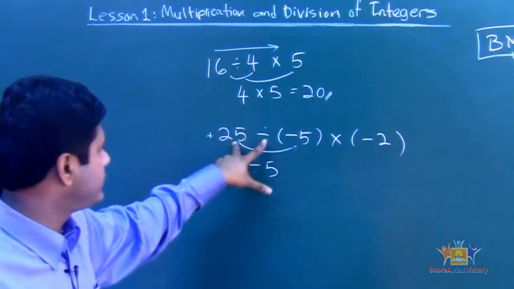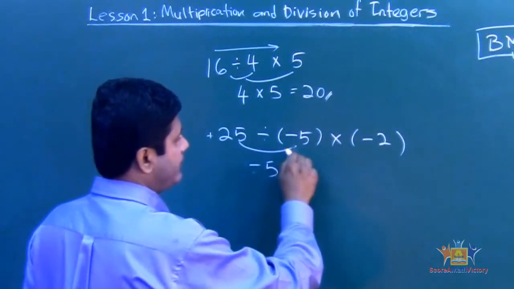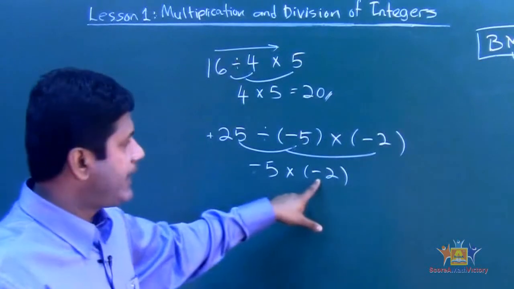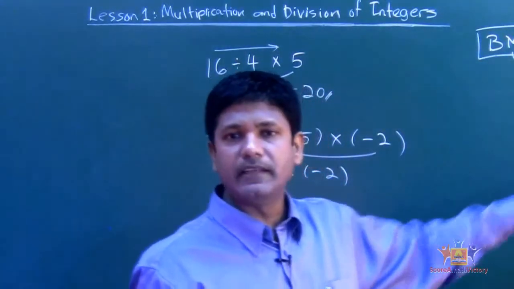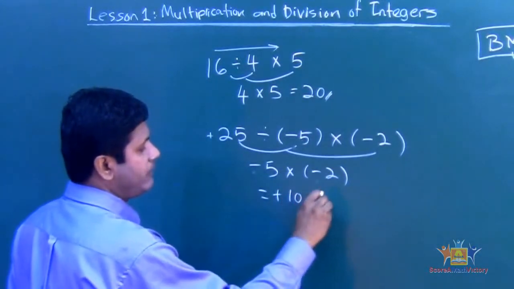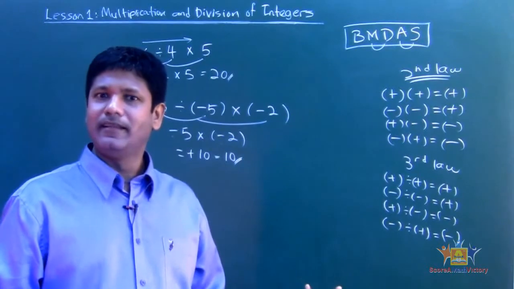Then after you're done, you just take the numbers. 25 divided by 5 is 5. Then I bring this one, multiply that with negative 2. Negative and negative multiplying gives me positive, so I know it's going to be positive. 5 times 2 is 10. I can just leave it as a 10 right there. That's it. Pretty easy, isn't it?